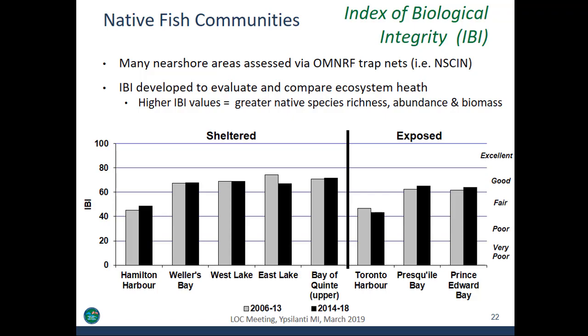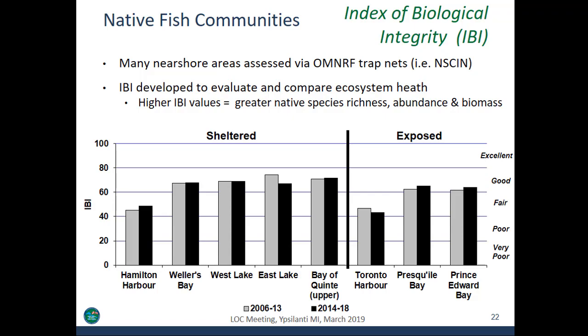I've broken this into 2 time periods just to show a bit of a temporal trend here, 2006 to 2013 and 2014 to 2018. So we can see in some areas we don't see much change in those IBI indexes. For example, Wellers Bay, West Lake, and Upper Bay of Quinte, being our long-term time series that we do annually.